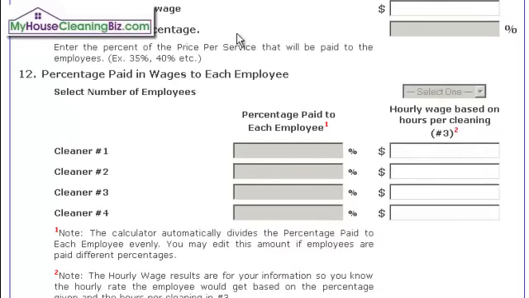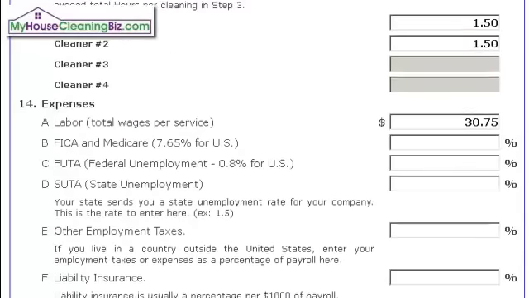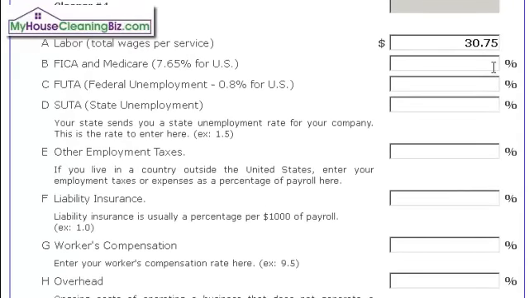It's going to skip over the next 2 steps because this is based on percentage pay. So now it goes down to the time on the job per cleaning, which is already filled out. Remember, we had 3 hours that we were estimating this to take, so each cleaner gets 1.5 hours. It also enters the total wages per service that you'll be paying your 2 cleaners. Now you need to enter your employer burden, so all your payroll expenses and insurance will go in here.